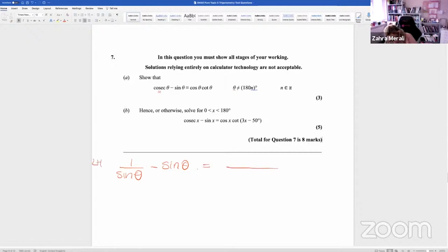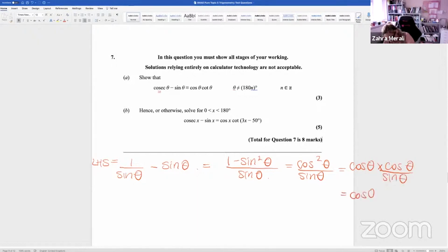So left-hand side equals, I'm going to put it over sine theta, and we get 1 minus sine squared theta. Now, hopefully you recognize that's the same as cos squared theta. And then we've got cos theta, we could separate it out. It's cos theta times cos theta over sine theta, and then we've got our answer, cot theta, which is our right-hand side. And then we've got hence or otherwise solve.